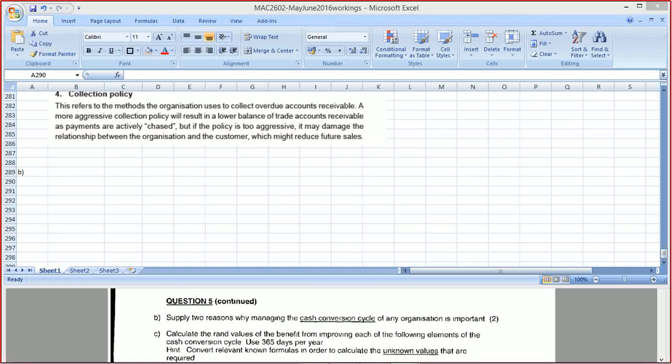Did you have a page reference for this as well? No, not for this one. I didn't. For this one, okay. Let's check.